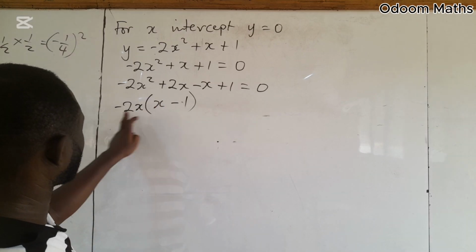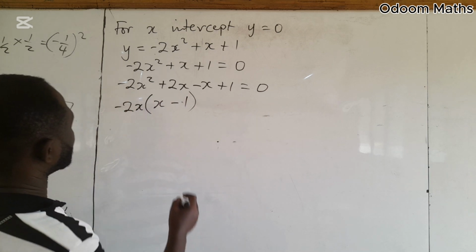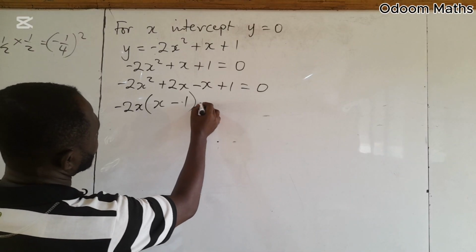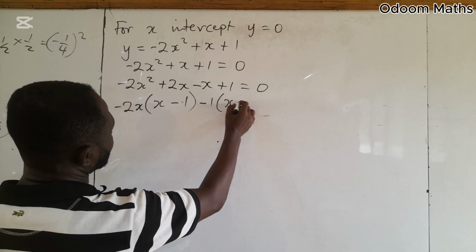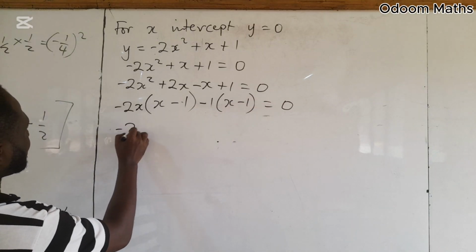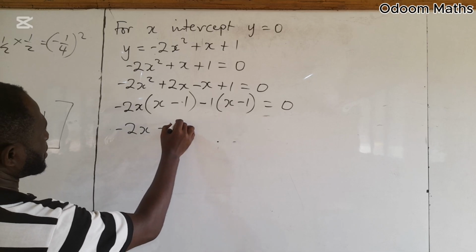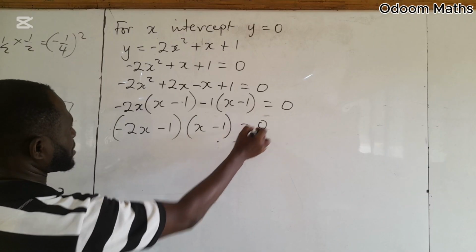So that this and this will give me positive 2x. And then this is also going to give me negative 2x squared. Then here, 2 minus x minus 1 out, x minus 1 equals 0. So negative 2x minus 1 in brackets, then x minus 1 another bracket equals 0.